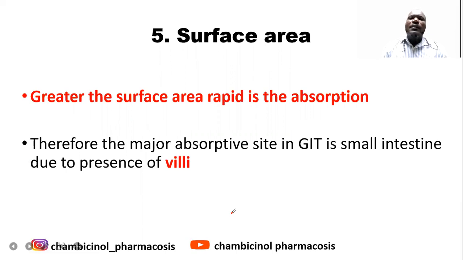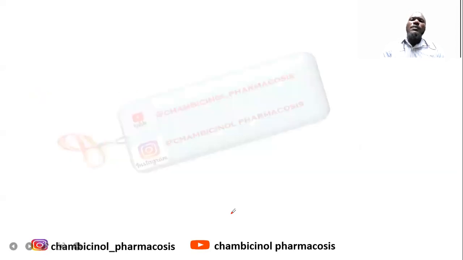In the stomach, for some drugs like aspirin and barbiturates, we expect absorption to be very high, but their absorption is less because the surface area in the stomach is very small. So the majority of these drugs are absorbed in the small intestine, where the surface area is very high compared to the stomach, because there are finger-like projections, the so-called villi. This increases the surface area for the absorption of the drug.